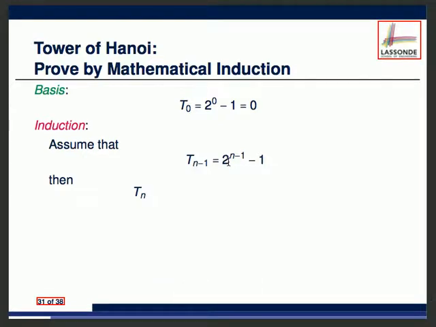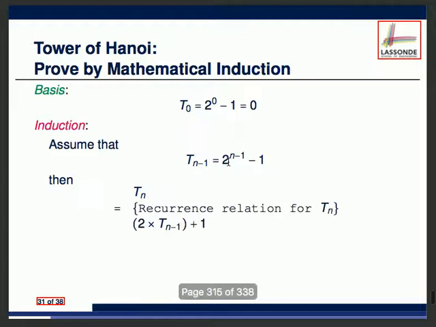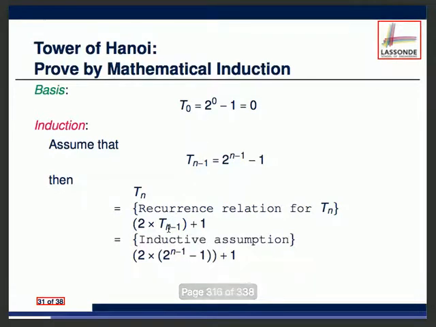Tn, by definition of the recurrence relation, is 2 times Tn minus 1 plus 1. Then, by our inductive hypothesis, we can plug in 2 to the n minus 1 for Tn minus 1. Use your mathematical skill to simplify that, and you get 2 to the n minus 1. I will leave the simplification to you. That should be very easy, and we shouldn't waste time on that.